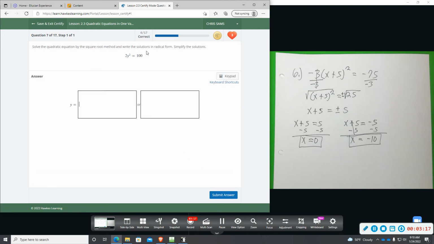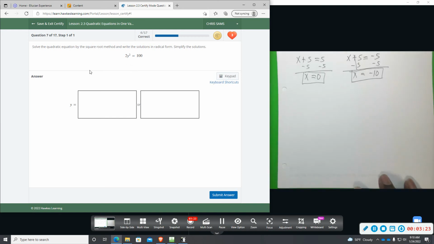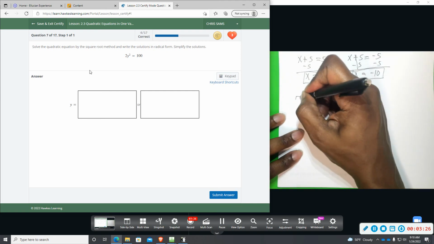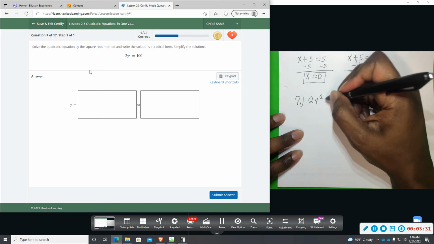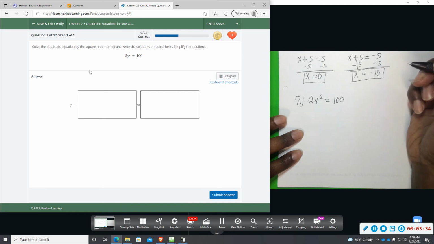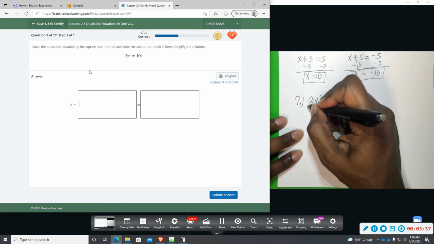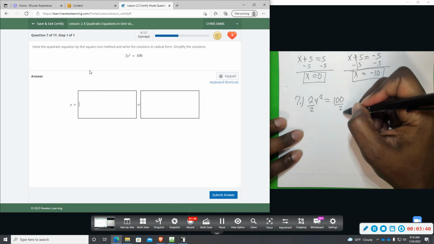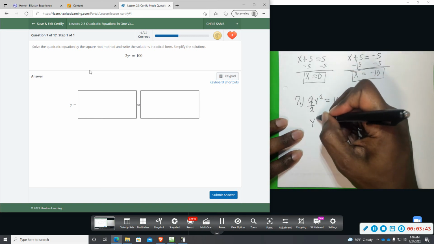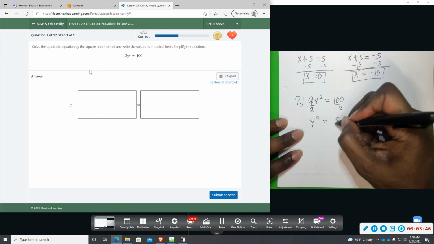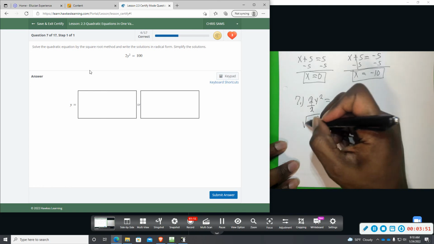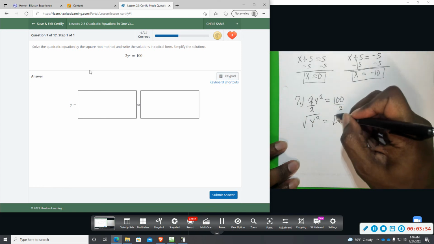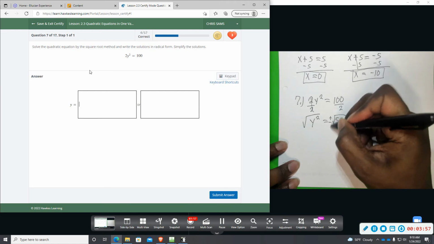And then number 7 wants to do the same thing, square root, because we have that square there. So we have 2y squared equals 100. We're going to isolate the square root term, so we're going to divide by 2. And that's going to leave us y squared equals 50, and then we're going to do the square root. So with the square root and the square, they cancel each other. When you do the square root of a number, you have to always add the positive or negative sign.